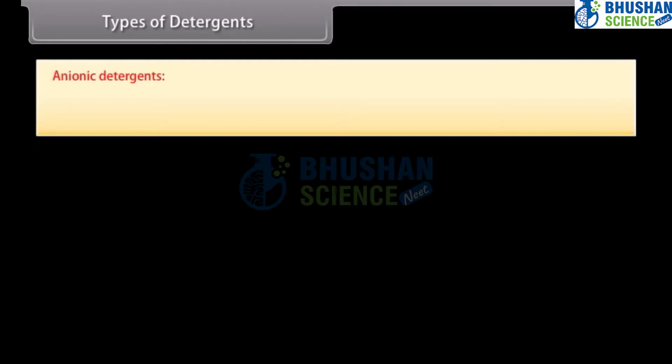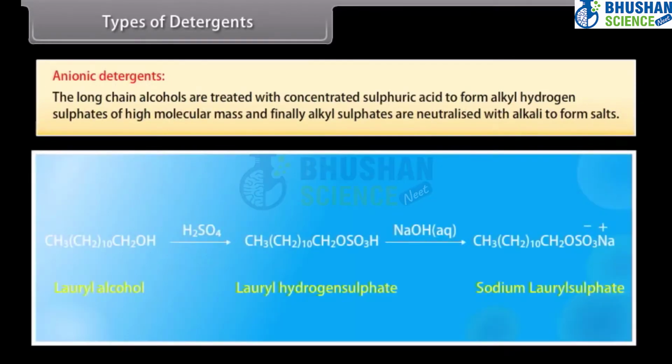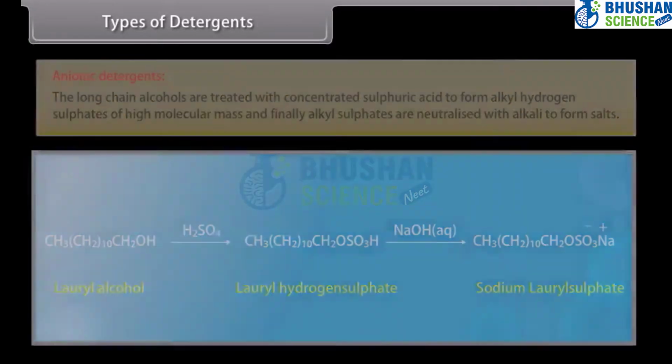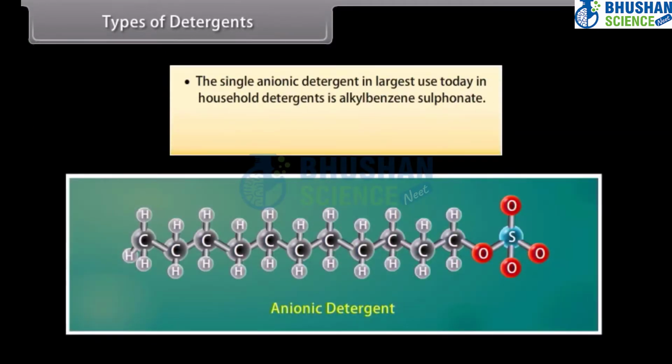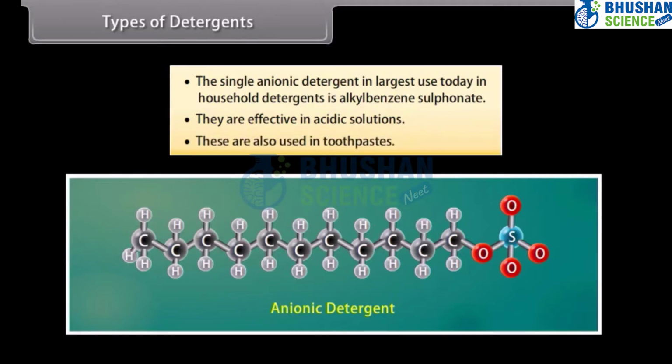Anionic detergents. The long-chain alcohols are treated with concentrated sulfuric acid to form alkyl hydrogen sulfates of higher molecular mass, and finally alkyl sulfates are neutralized with alkali to form salts. The single anionic detergent largest used today in household detergents is alkyl benzene sulfonate. They are effective in acidic solutions. These are also used in toothpastes.